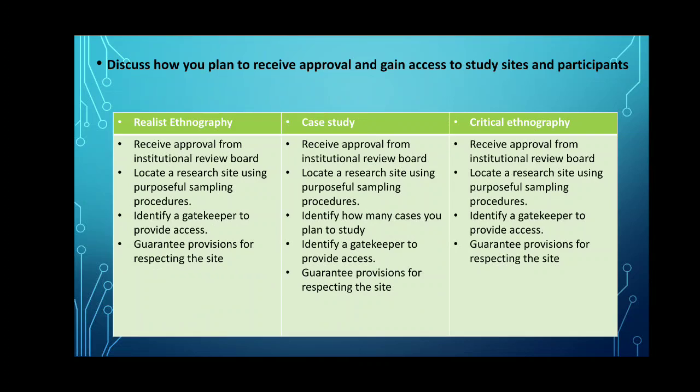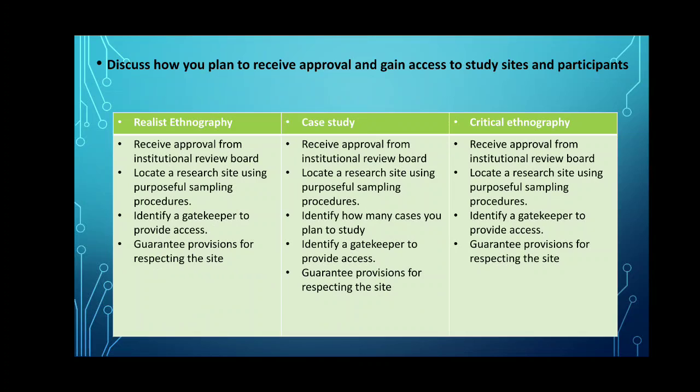Then we have to discuss how to plan to receive approval and gain access to study sites and participants. This is a very important part in ethnography. We have to decide how you are going to get access to your population, to your participants. The reason is that in ethnography you are doing an in-depth study of a particular group, of a particular culture, of a particular institution, of a critical issue. So for that, you first have to see whether you are going to get access to your study site and the participants.